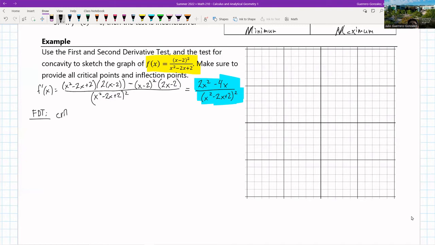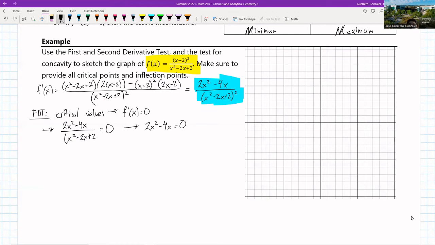If I want critical values, f prime of x has to be equal to 0. So this thing, (2x squared minus 4x) all over (x squared minus 2x plus 2) squared, has to equal 0. I'm going to use the fact that I showed you from a previous section. If you have a fraction that's equal to 0, the only way that can happen is if the top is equal to 0. So 2x squared minus 4x has to be equal to 0.